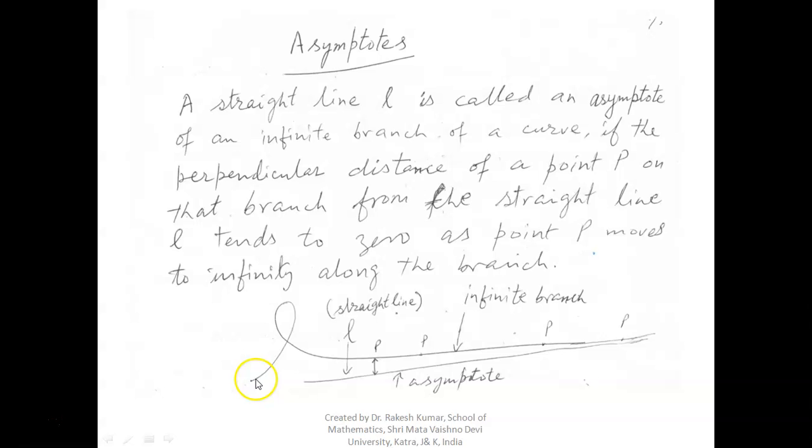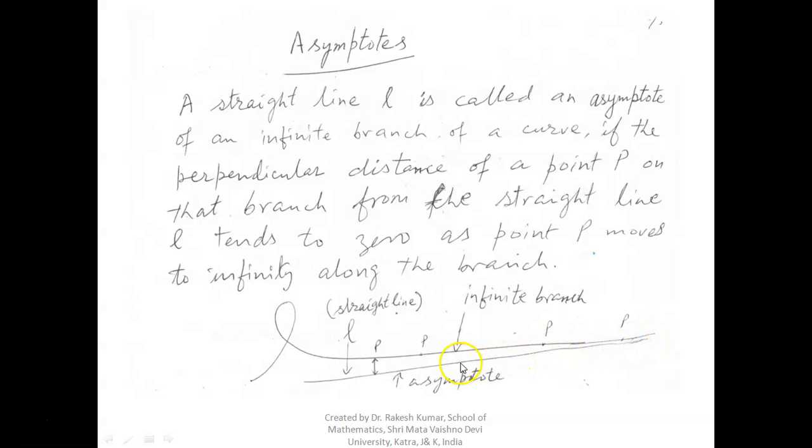So say this is any curve, like this, and its one branch is extending this way to infinity, a very long distance. Consider any point on this curve, and this is any straight line. So any straight line is called an asymptote if this point is moving towards infinity and the perpendicular distance of this point from this line tends to 0 as this point P moves to infinity. So this line is then called an asymptote.